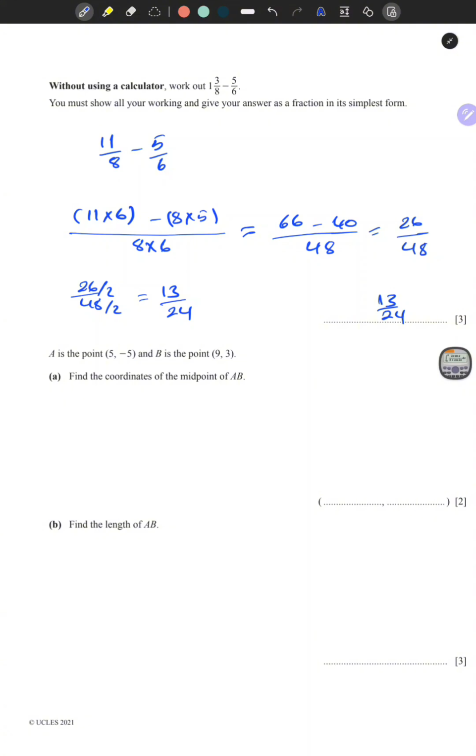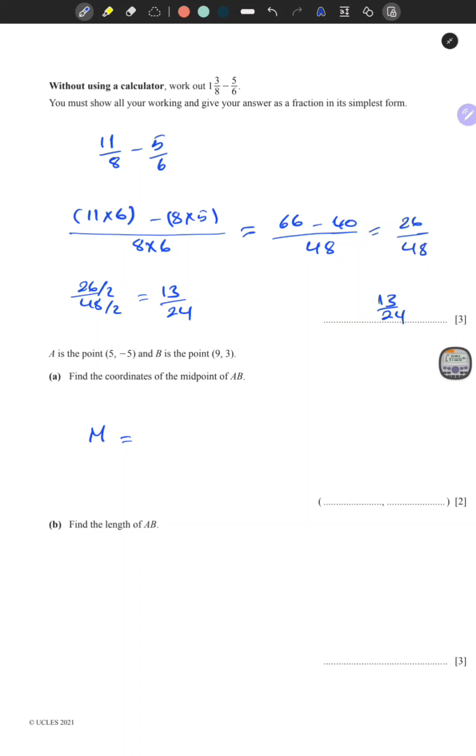A is the point (5, -5), and B is the point (9, 3). Find the coordinates of the midpoint of AB. Alright, here I need to know the rule of the midpoint, which is an easy rule. Just add the x's together and divide by 2, and add the y's together and then divide by 2.